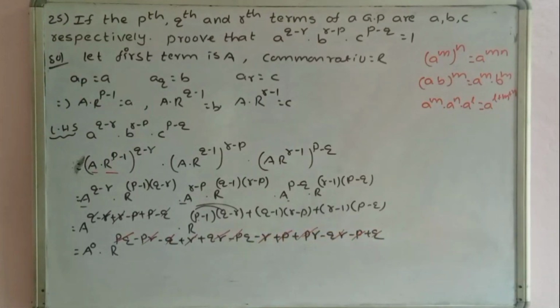So here also a power 0 value 1. A power 0 value 1. Here r power 0, so 1 times 1. Anything power 0 value is also 1. So 1 into 1 is 1, which equals RHS.